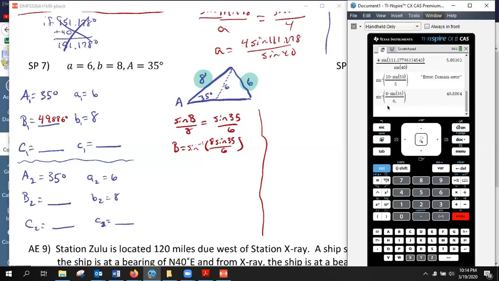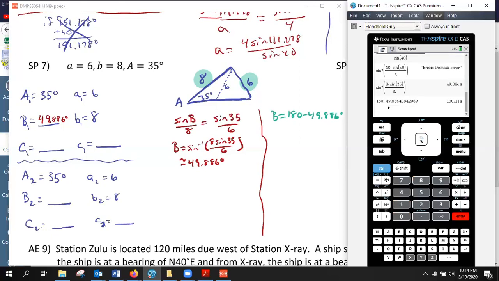Now, I told you there's a possibility for a second triangle, and for this situation there actually is. I'm going to do the second triangle in a different color. So I started by saying that's 49.886 degrees. I asked myself, what is the supplement of that angle? So our B could also be 180 minus 49.886. Throw that in the calculator so we don't make a dumb mistake, which is very likely. So that gives me 130.114 degrees as my second angle B.